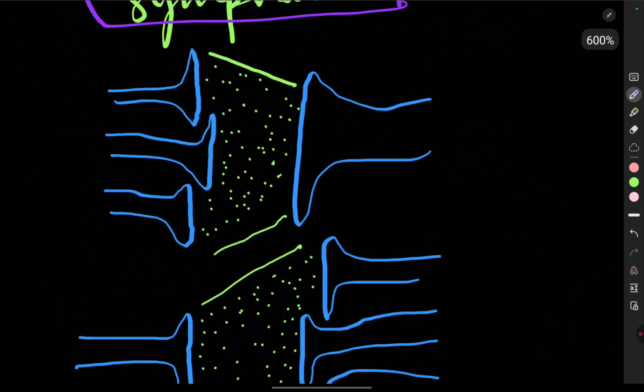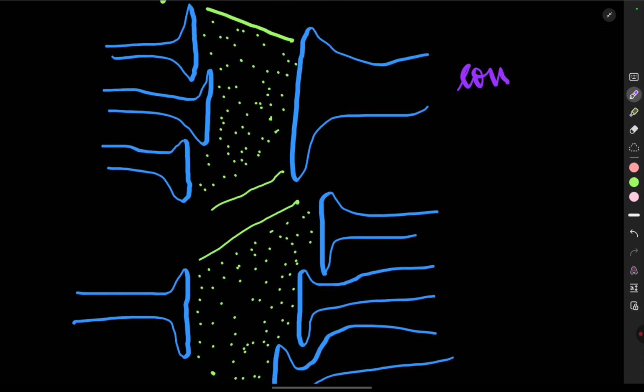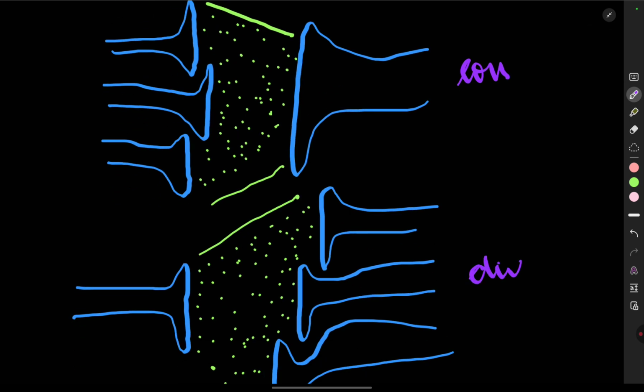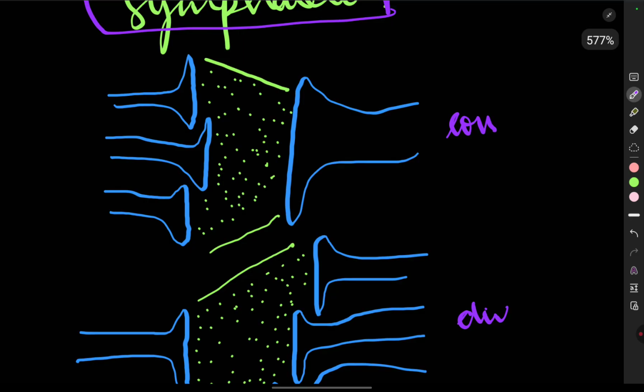So whatever you see here, this is the convergence and this is the divergence. Convergence was many to one. See, there are three presynaptic neurons and only one postsynaptic neuron. So it is getting converged, right? Whatever neurotransmitter is there is getting converged. So this is the law of convergence.